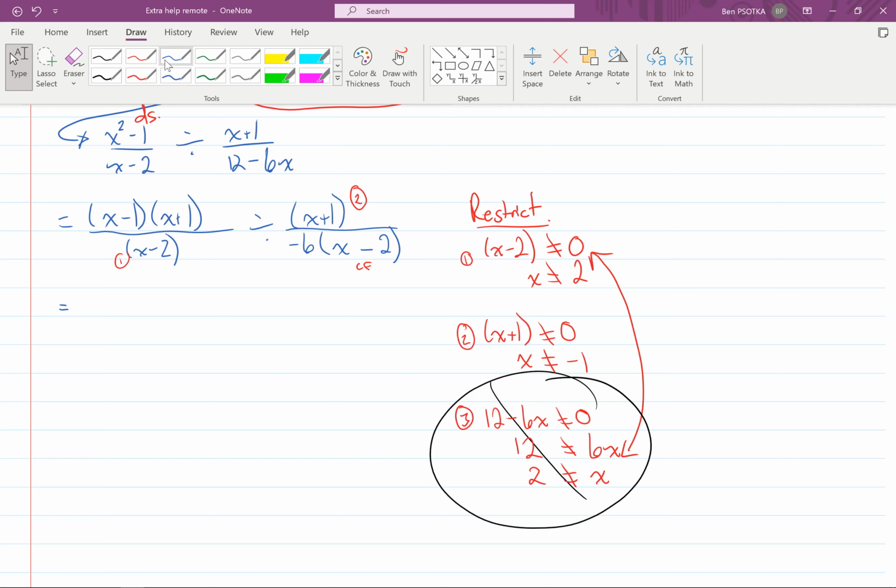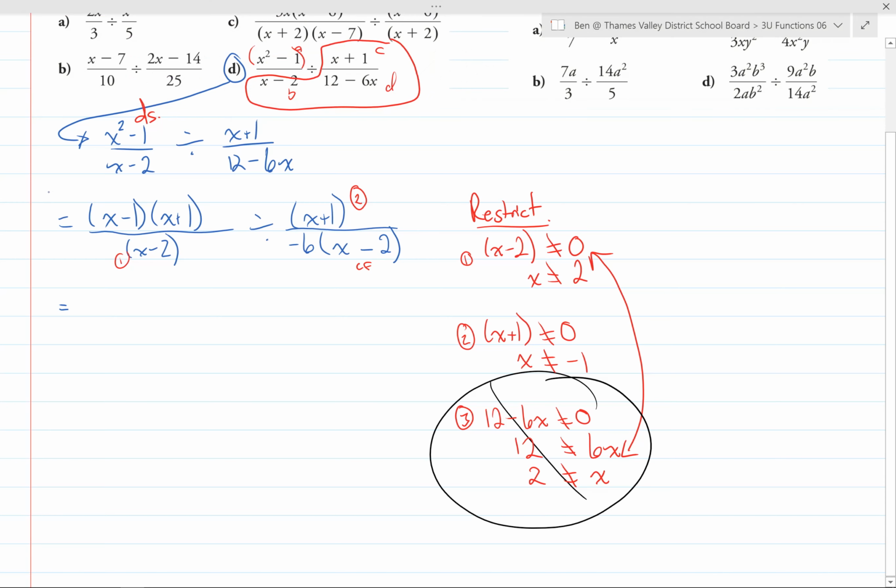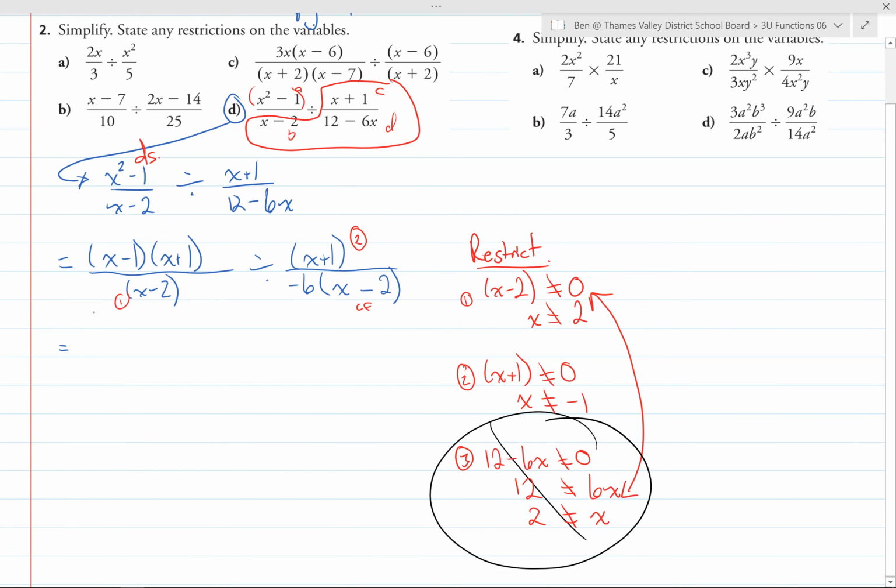Okay, so we've performed our restrictions. That means now we're allowed to perform cancellations. Before we perform any cancellations, we're going to switch this second fraction for its reciprocal and give us a multiplication sign in the middle instead of a division sign.